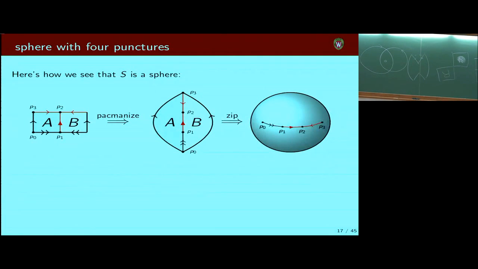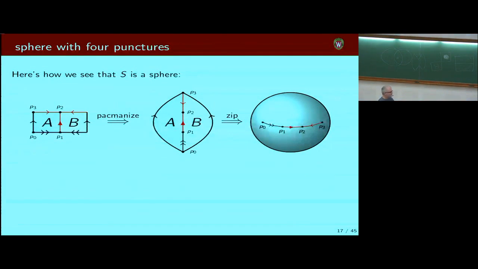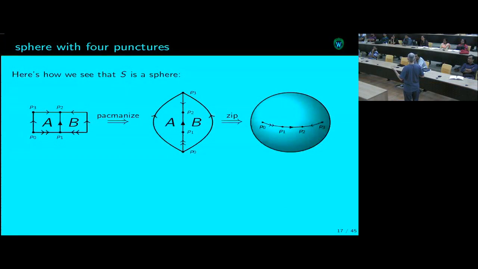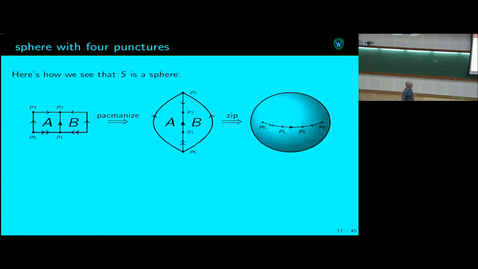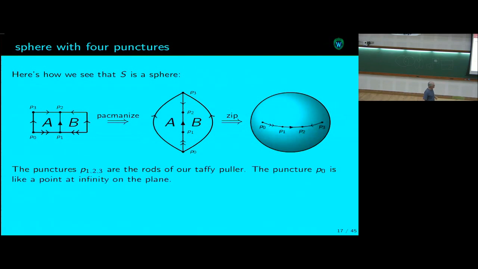And it's got a bit of the shape of an American football, if any of you know what that is. Okay? And an American football is basically a sphere, right? So I end up with a sphere, but there are 4 special points, and I've shown where my arrows correspond to those special points. Okay. So what's the relationship with the taffy pullers?